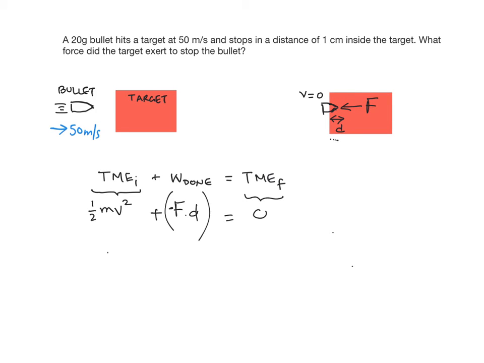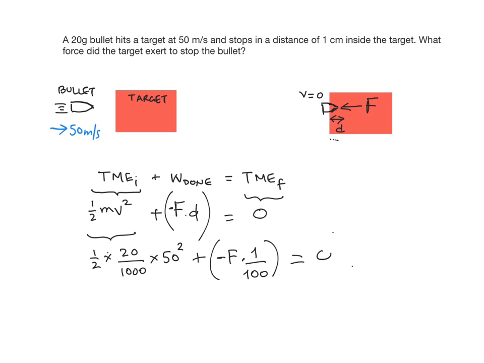So let's now substitute into the kinetic energy. That's 1/2 times the mass of the bullet, and of course it's 20 grams. So we have to write 20 divided by 1000 to convert to kilograms, times the speed of the bullet squared. So that's 50 meters per second, and that all is squared. Plus, of course, minus F, which is unknown, times the penetration distance, which is 1 centimeter, and of course 1 centimeter is written as 1 divided by 100 meters, and that equals 0.